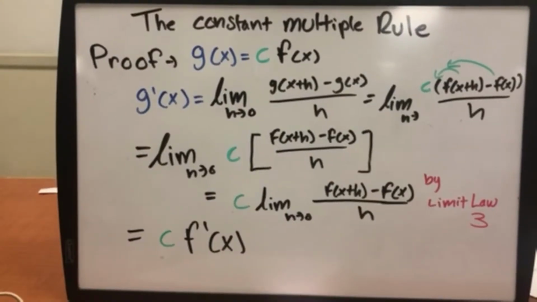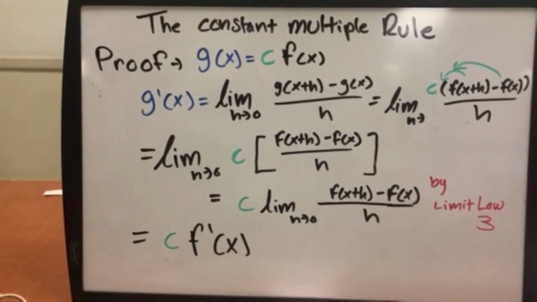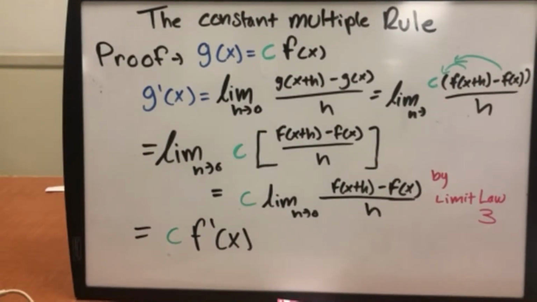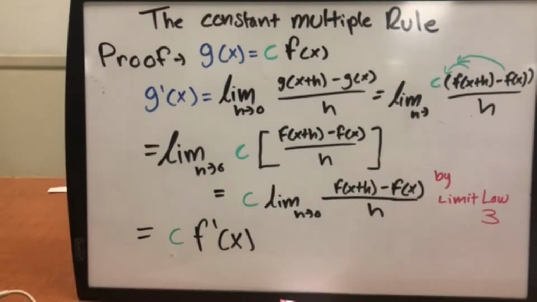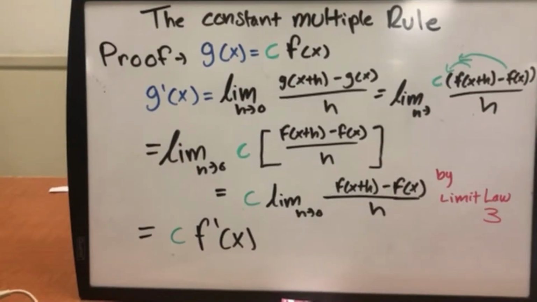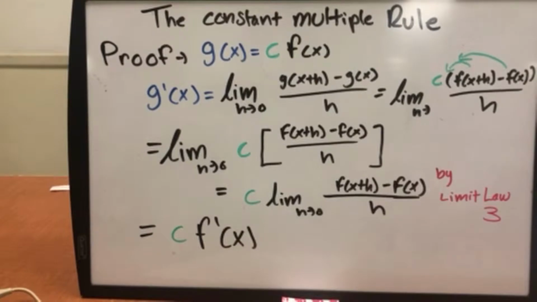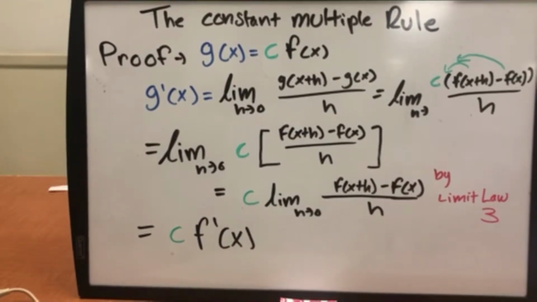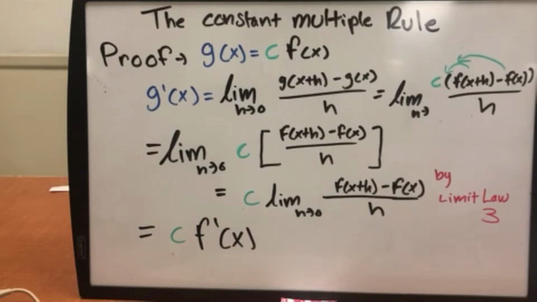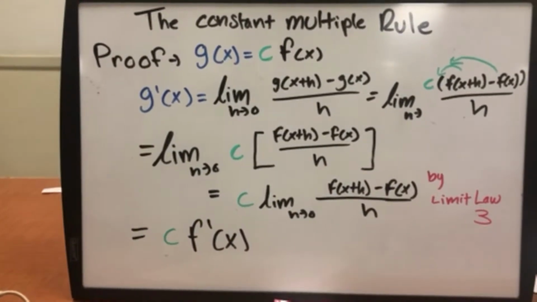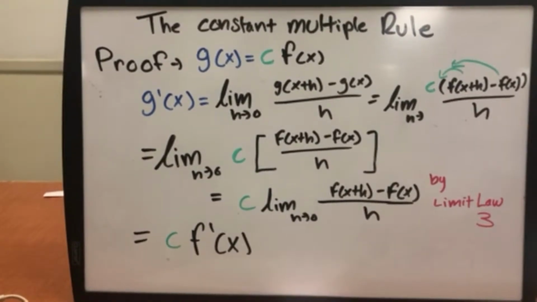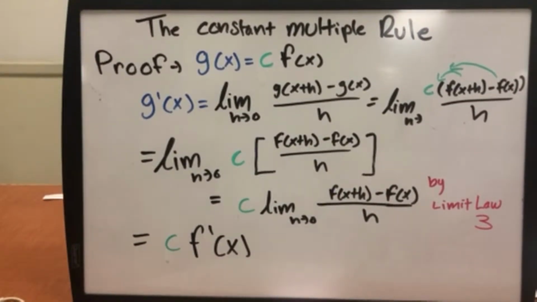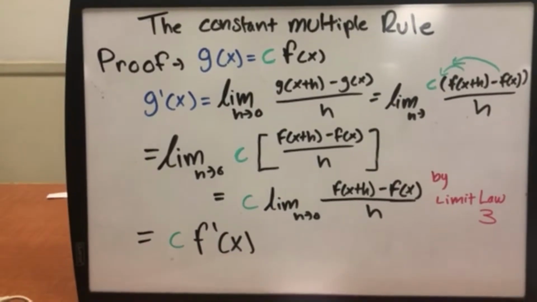The constant multiple rule. We have our proof, which is g(x) equals c, or constant, times f(x). By using the definition of derivatives, we have g'(x) equals the limit as h approaches 0 of g(x + h) minus g(x) over h, equals the limit as h approaches 0 of c, or constant, multiplied by f(x + h) minus f(x) over h.